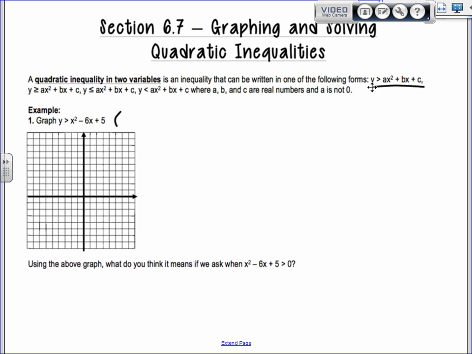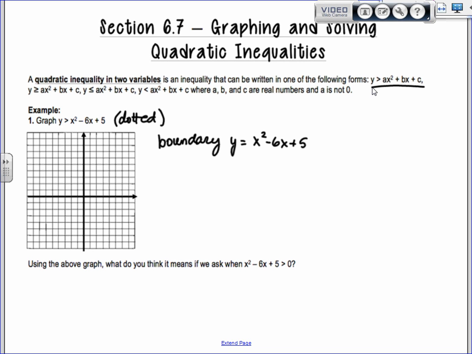Okay, so when I graph that, I'm going to use a dotted line because I don't have greater than or equal to. Equal to would be that parabola. Okay, so I'm just going to graph the parabola. So I call this the boundary, y equals x squared minus 6x plus 5. Okay, and you can do this with a t-table if you want to, or you could use some of the skills that you've developed this chapter.